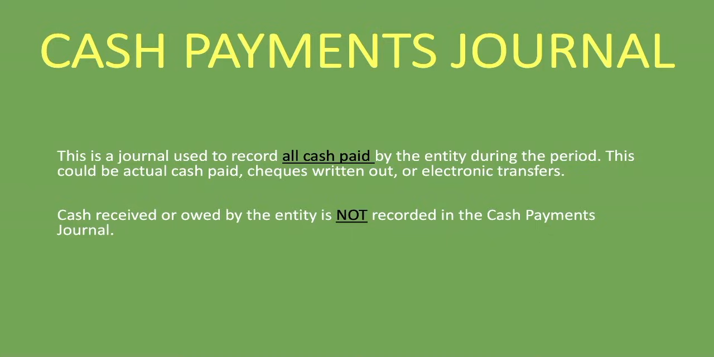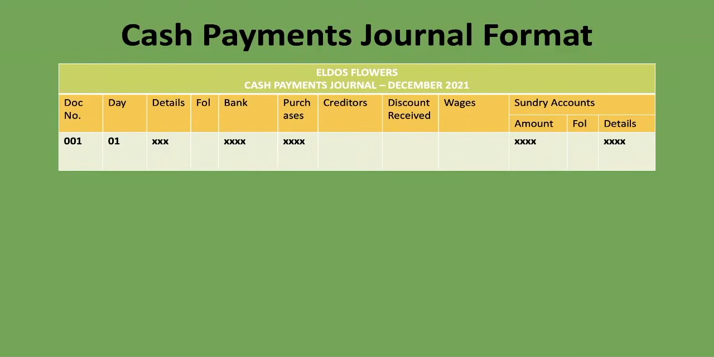So what does the cash payments journal look like? Well, here it is. We have the name of the company, and that is how you record it. You write the name of the company. We have Eldo's Flowers over here, and then you write the name of the journal. It's the cash payments journal, and the period for which it is prepared. So here an example is December 2021.